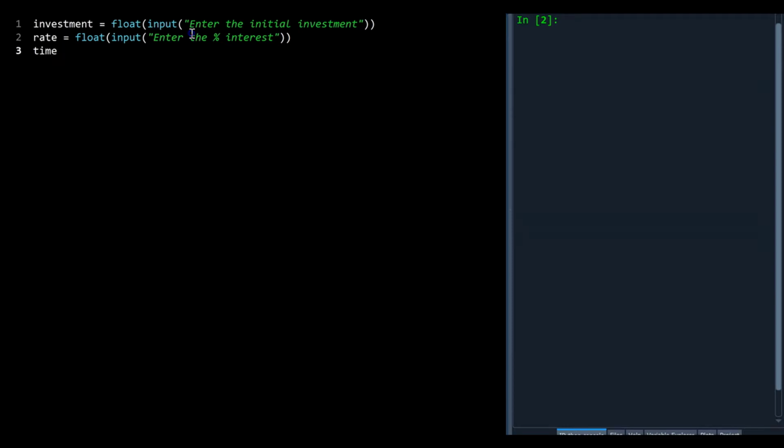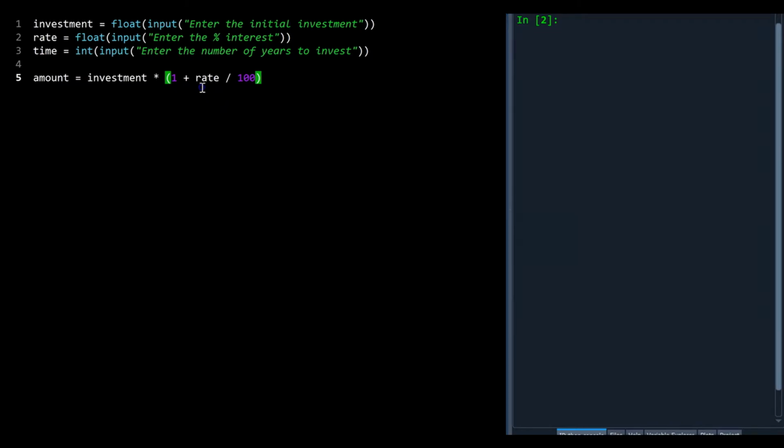And the last thing we need is the time, and I said it would be just an integer value of years. Doesn't really matter though. So enter the number of years to invest. Okay, and now we can apply that formula. So the amount is going to be the investment times 1 plus, now here I need to do the conversion from the percentage to the decimal, so it's just the rate divided by 100.